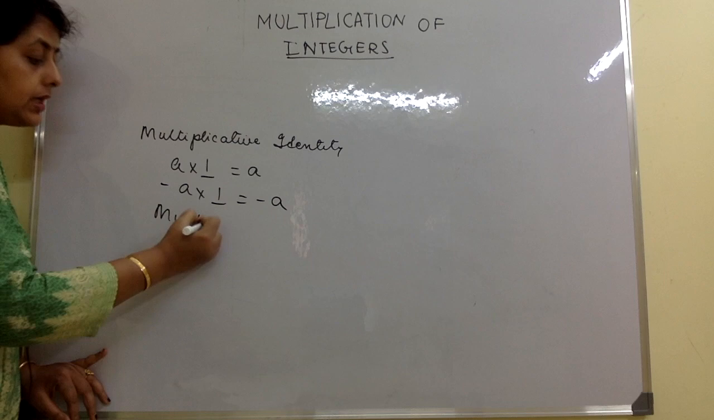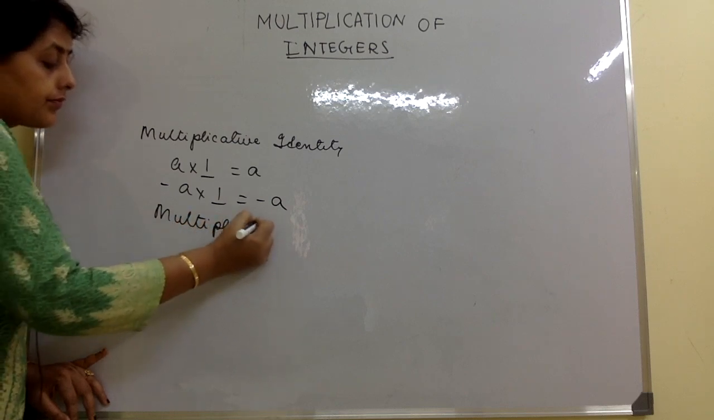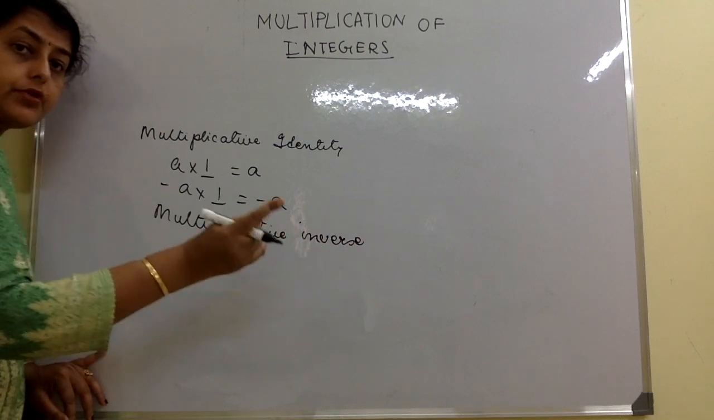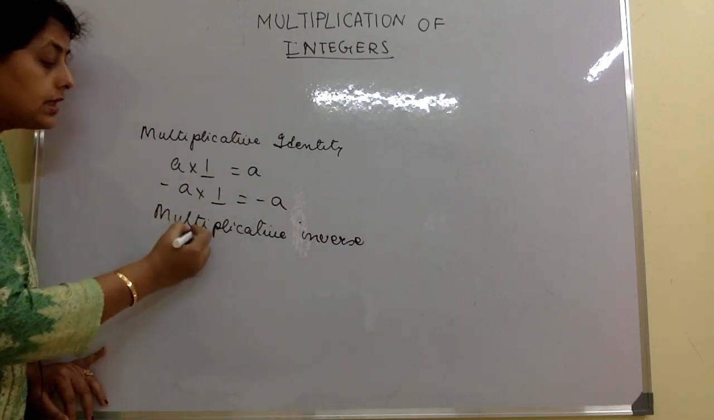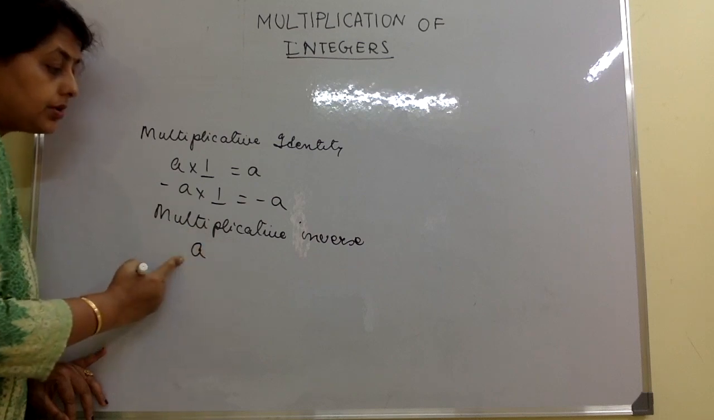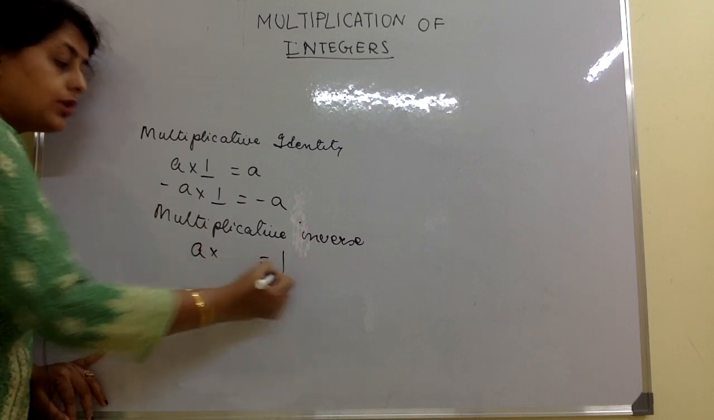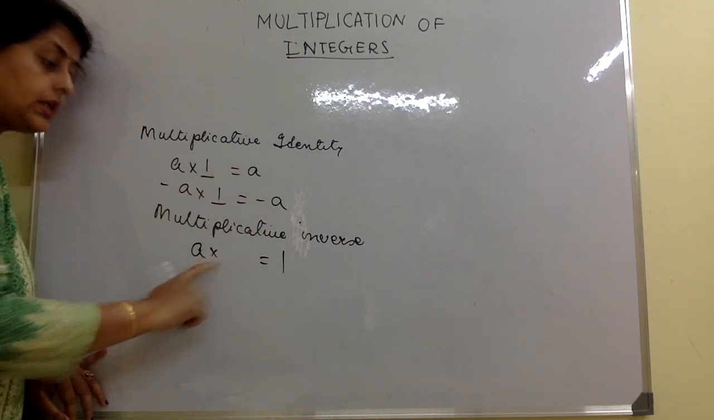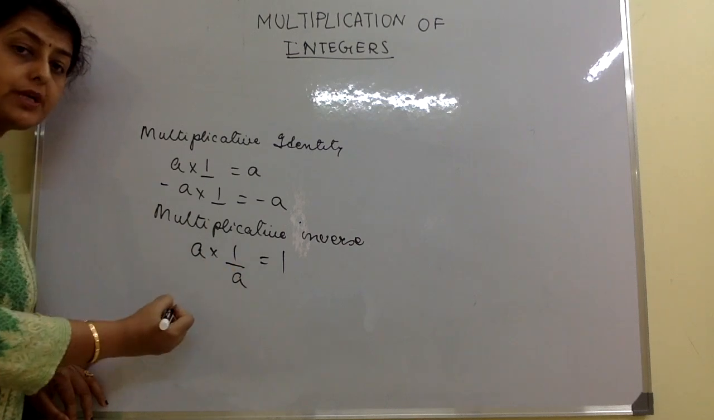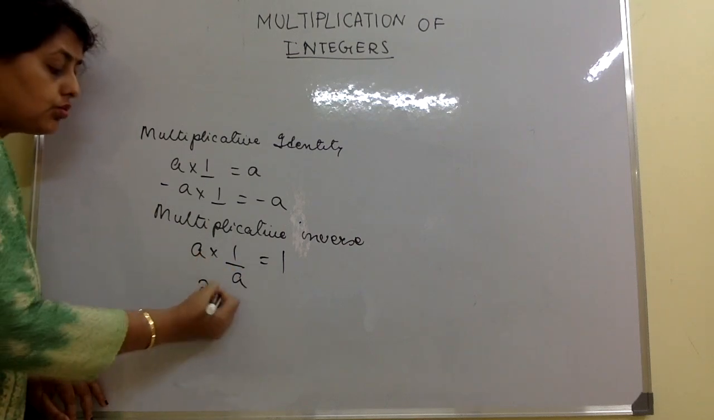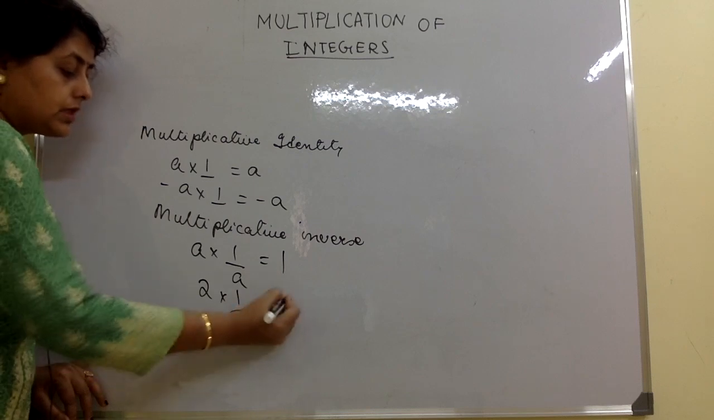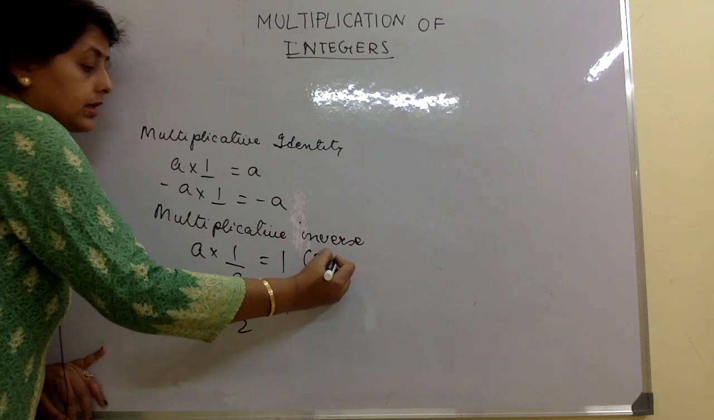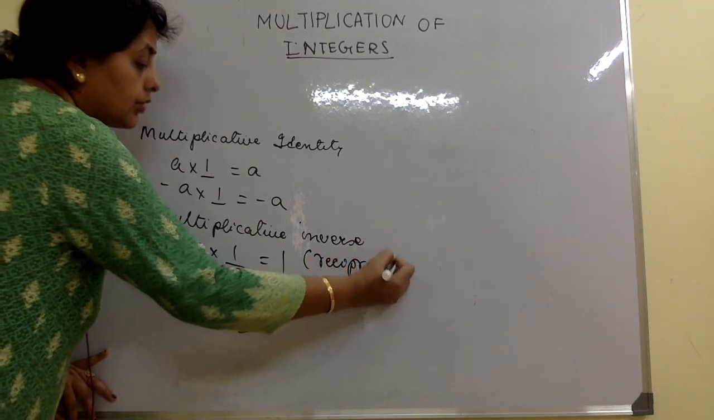Another is the multiplicative inverse. Now what is the multiplicative inverse? It is the number with which if you multiply a to get a 1. That number is always 1 by a. So if I take an example, 2 into 1 by 2 is always a 1. So the multiplicative inverse is nothing but the reciprocal of the number.